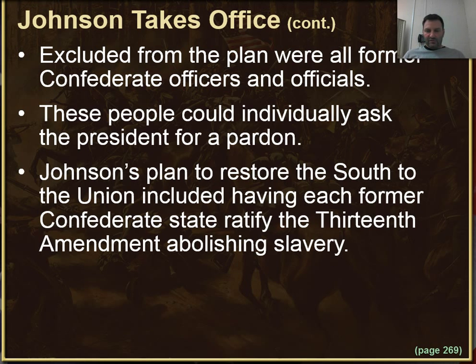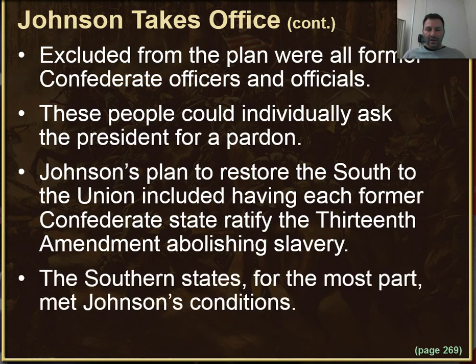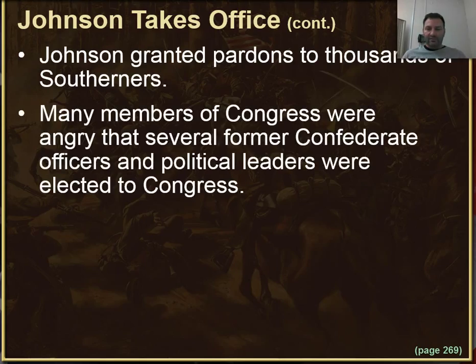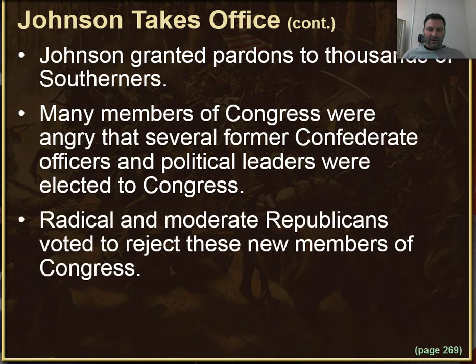Johnson's plan to restore the South to the Union included having each former Confederate state ratify the 13th Amendment, abolishing slavery. The Southern states, for the most part, met Johnson's conditions. Johnson granted pardons to thousands of Southerners. Many members of Congress were angry that several former Confederate officers and political leaders were elected to Congress. Radical and moderate Republicans voted to reject these new members of Congress.